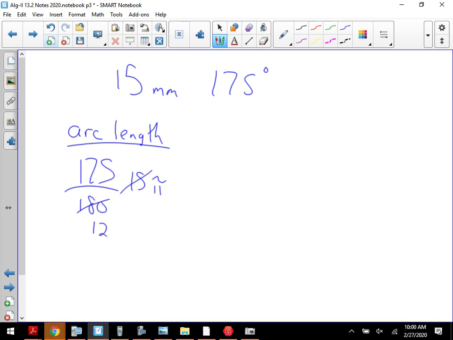What's 1 plus 2? 3. What's 1 plus 7? 8. What's 8 plus 5? 13. Is 13 divisible by 3? No. So I know I can't simplify this any further. So my answer would be 175 pi over 12.